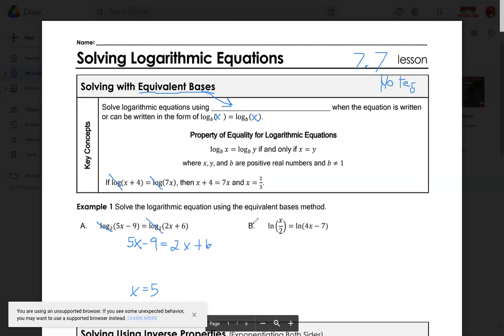Same thing right here on B when you have natural logs. So the LNs can cross out. That leaves you with x over 2 is equal to 4x minus 7. Again, you could solve this by hand, or function 1 this side and function 2 that side. When you do that, you'll get x is equal to 2.